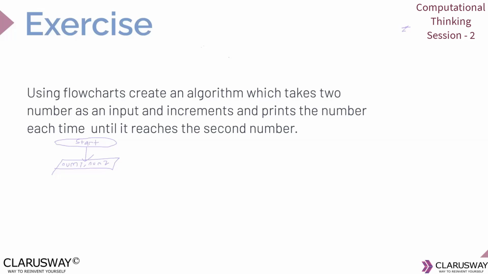I said input 1 and 2, and then count equal, and then process it to count equals 0. If num1 equal num2, yes, stop. Otherwise, no. Increment the count, and then num1 equal to num1 plus count, and then go back to check again if num1 equal to num2.